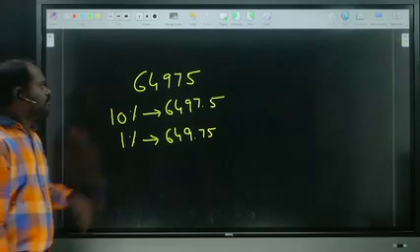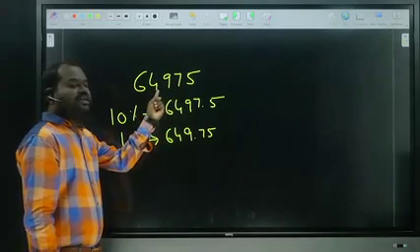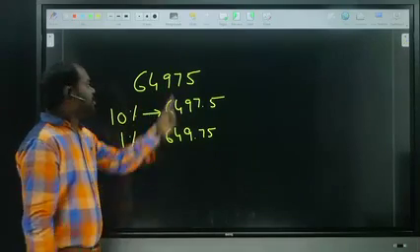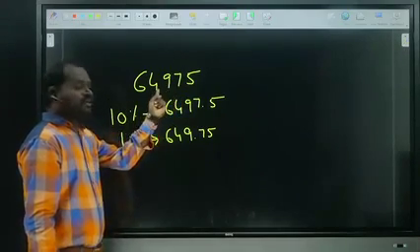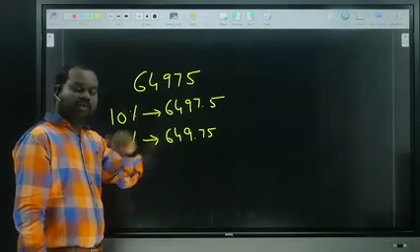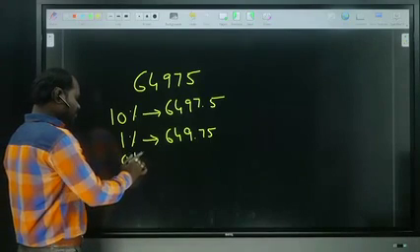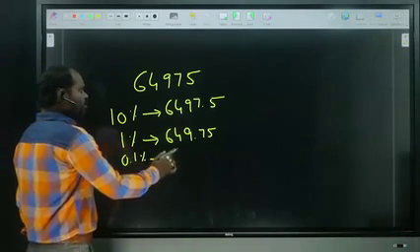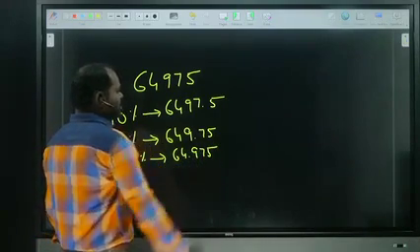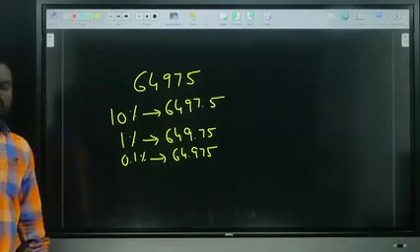In the same way, by keeping the point here, 10. By keeping it here, 1. If you keep the point here, it becomes 0.1. Step by step the value decreases: 10, 1, 0.1, then 0.01. What is the 0.1 percentage? 64.975. These are all fundamental things: standard fractions, how to take 10, how to take 1, how to take 0.1.